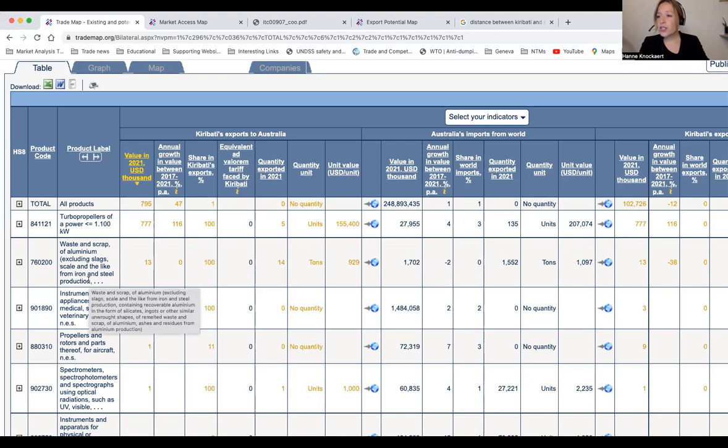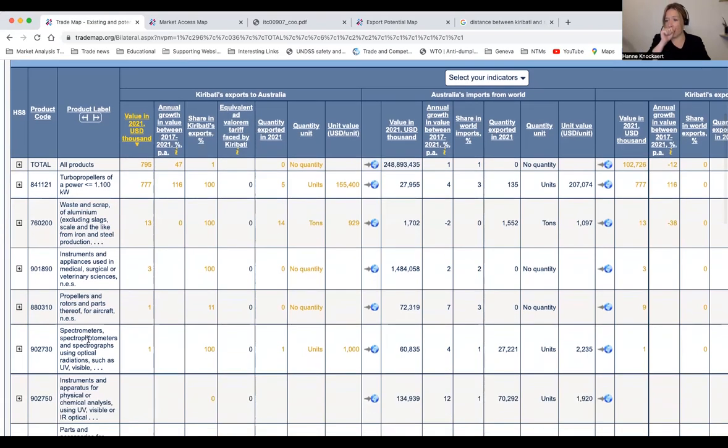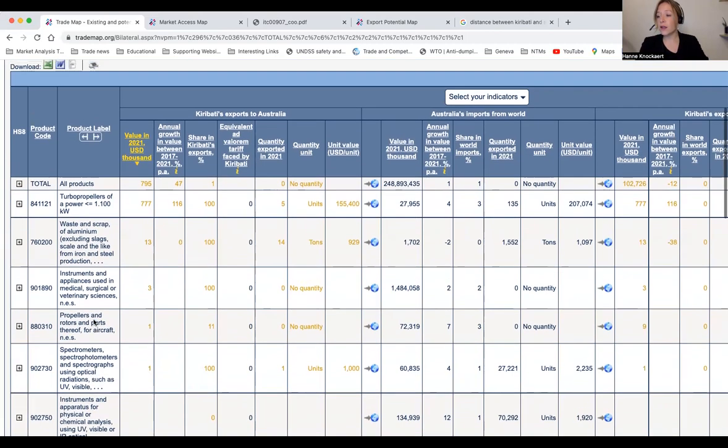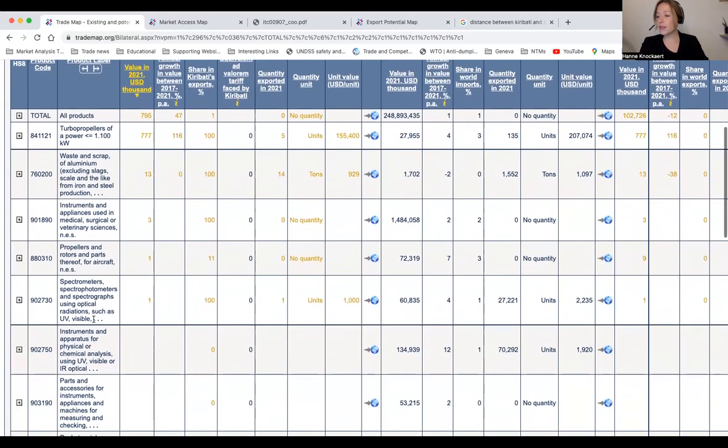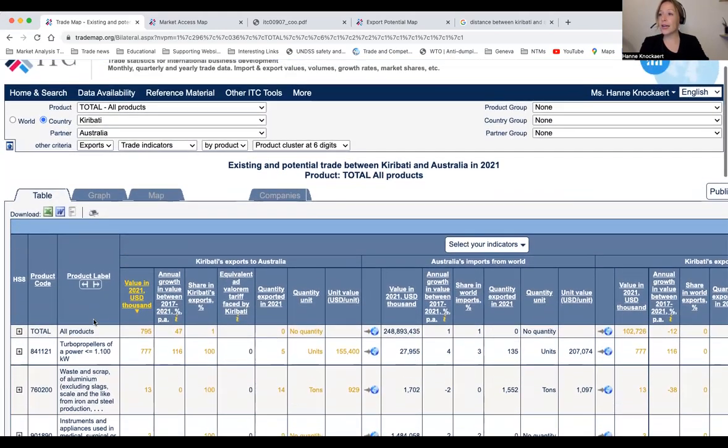their good trade relationship. Waste and scrap, instruments and appliances used in medical, surgical, or veterinary sciences. So these are the products that are already doing very well into these markets. So it's more specialized equipment than the fish we were looking at.